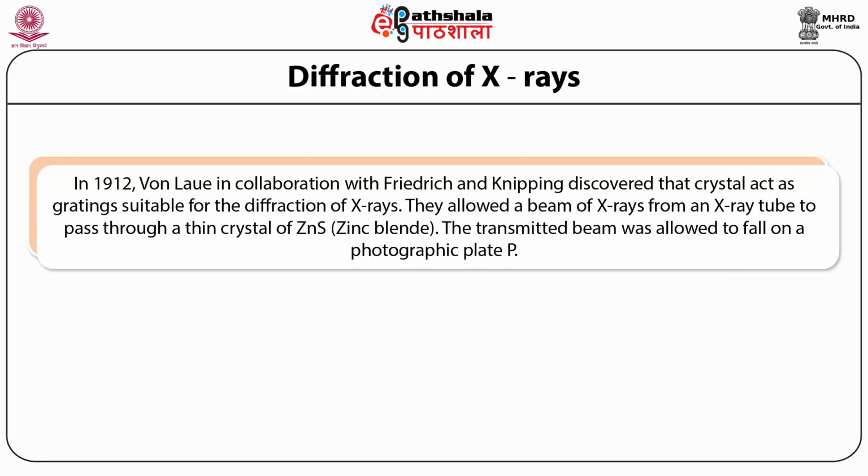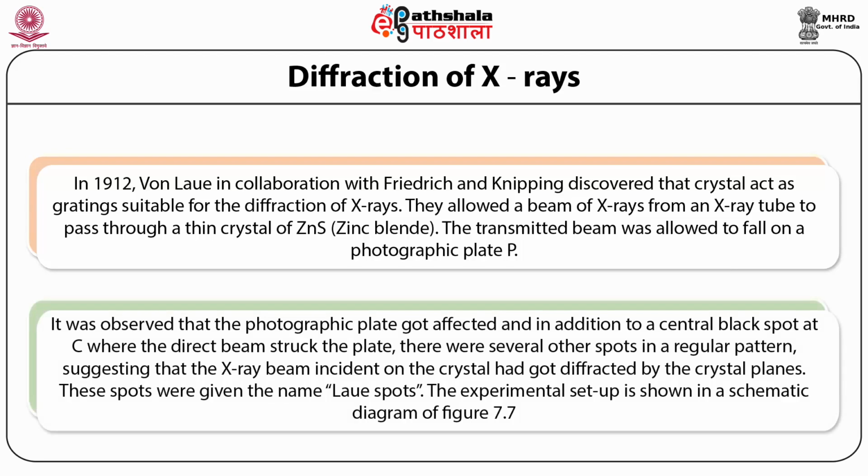They allowed a beam of X-rays from an X-ray tube to pass through a thin crystal of ZnS, that is the zinc blende. The transmitted beam was allowed to fall on a photographic plate P. It was observed that the photographic plate got affected, and in addition to a central black spot at C where the direct beam struck the plate, there were several other spots in a regular pattern, suggesting that the X-ray beam incident on the crystal had got diffracted by the crystal planes. These spots were given the name Laue spots.